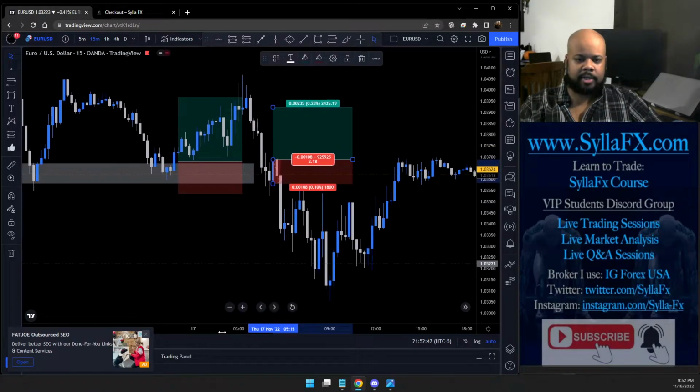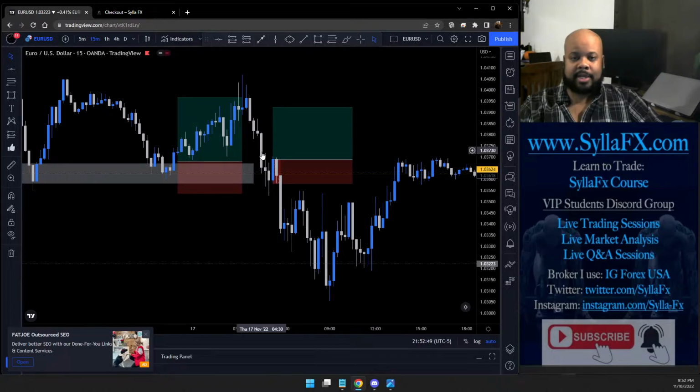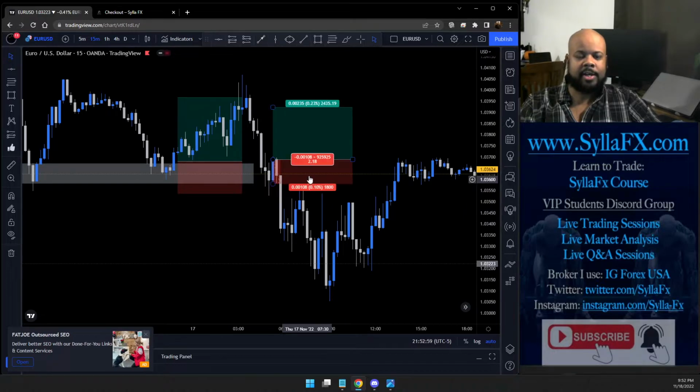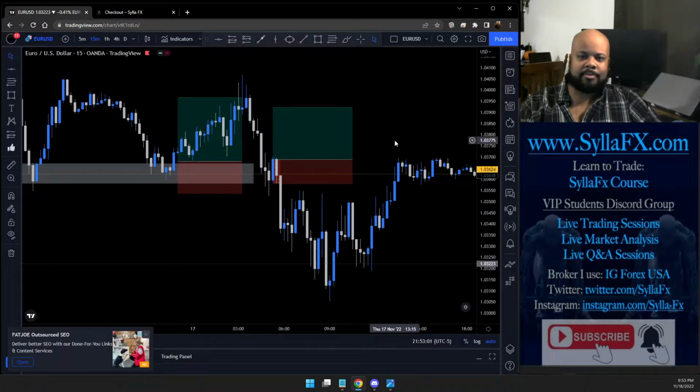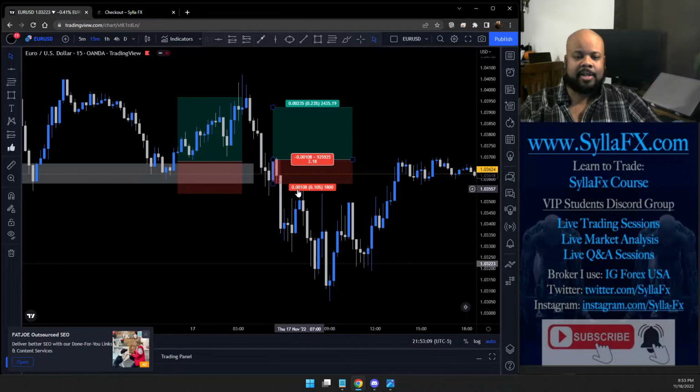Let me zoom into that a little bit for you. So price comes down into that zone, rejects here, and then closes above the major support level at that point. I see this as a valid support and resistance trade. But like I always say in most of my videos, not every strategy is perfect. Not every strategy is going to be a winner. And this would have been a trade that I would have taken and I would have lost.